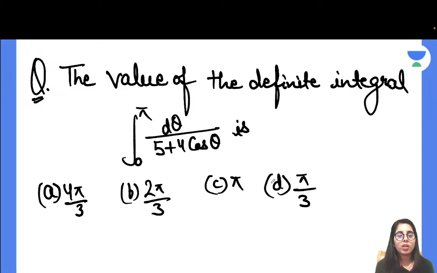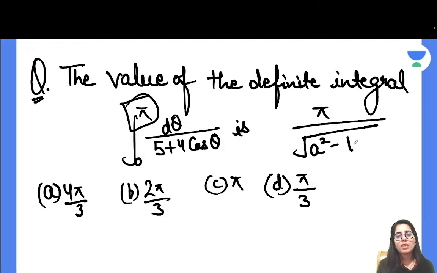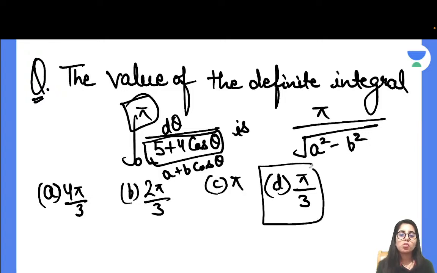Anytime you have similar kinds of expressions, it depends on whether pi or 2 pi is present. In this case it's pi, so I have to use pi in my expression, but if it were 0 to 2 pi, I would use the 2 pi there. So I'm going to use pi divided by square root of a square minus b square. What is a and b here? It is the a plus b cos theta expression. So a is 5, b is 4, 5 square is 25, 4 square is 16, 25 minus 16 is 9, square root 9 is 3, so pi by 3 will be your right answer. That's option D, which is the correct one.